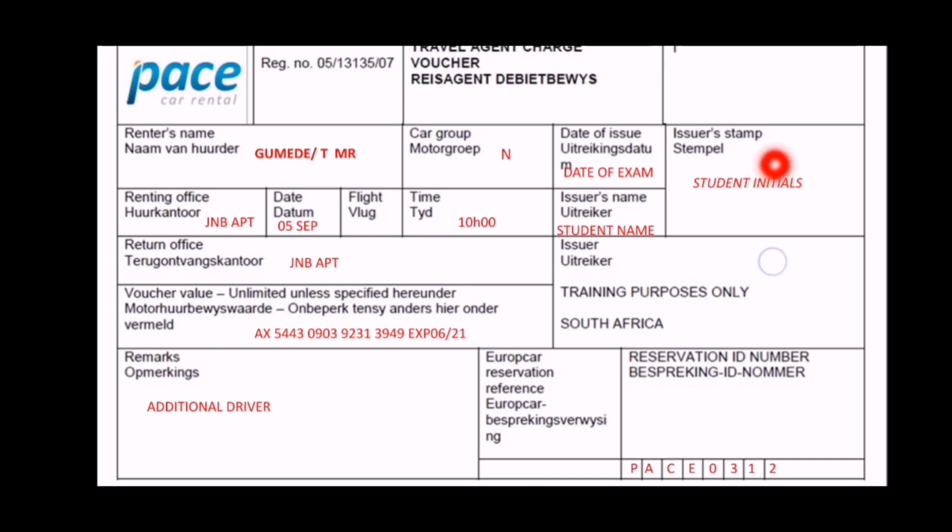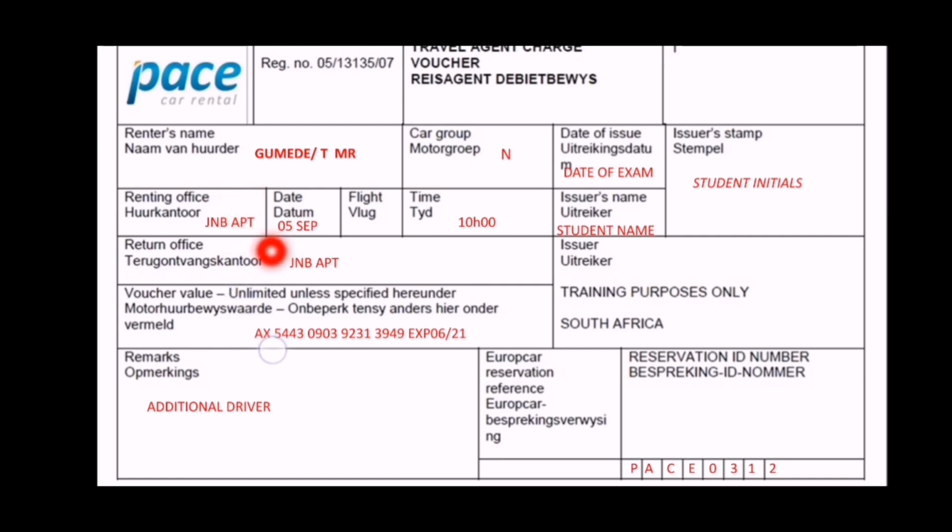Then here it says the issuer stamp. You obviously do not have a stamp, so you will write your initials. On this section, it says the issuer's name. The issuer is the person that is writing the voucher, so you will then write your own name in this section. Time is the time that the person is coming to collect the car. It is 10 o'clock. The date of rental is starting 5 September. And where did the rental start? The renting office is the Johannesburg Airport. So you write JNB APT for airport.